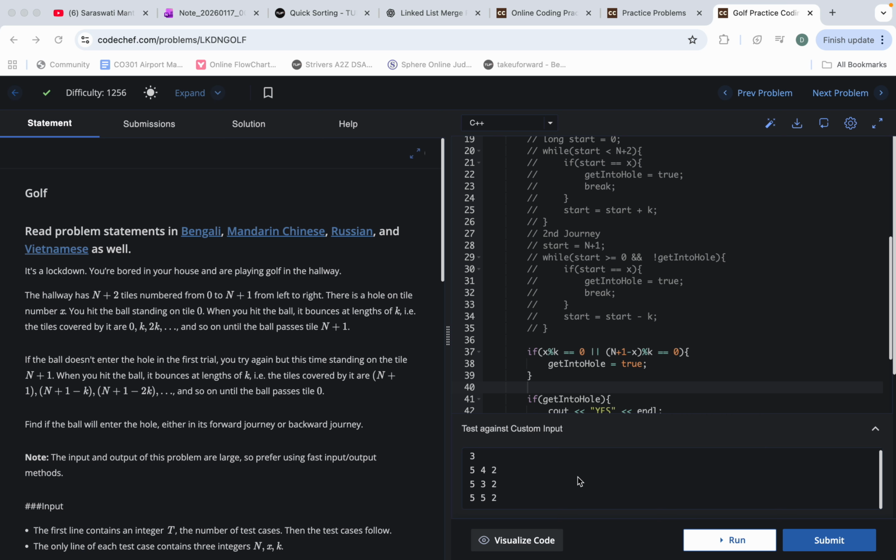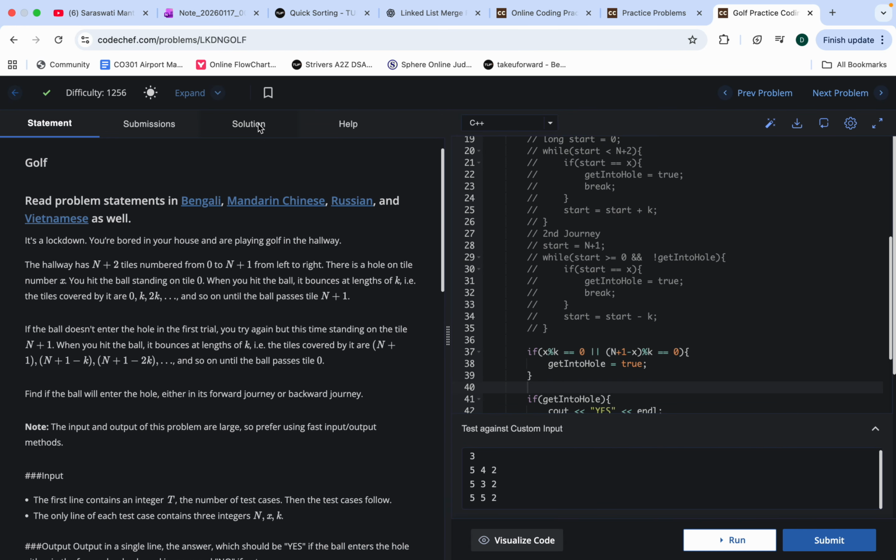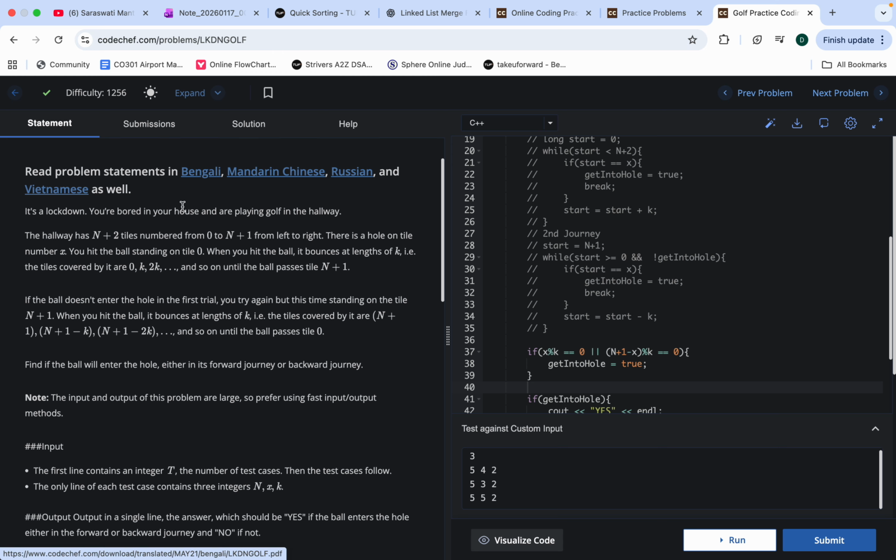So today I will tell you how to solve this problem, whose difficulty is around 1500 to 1600, and its name is Golf. It's not a big problem, but it will improve some of the key ideas. You can search for this problem at codechef.com/problem/LKDN golf, and then you can find the question.